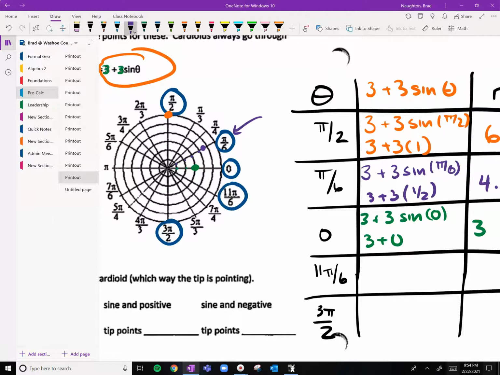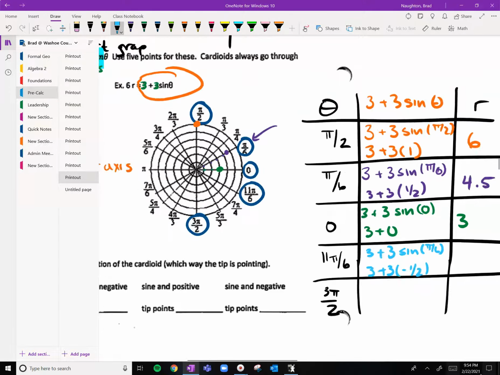And then we'll go to our next one here. So 3 plus 3 sine 11 pi over 6. So 3 plus 3 times a negative 1/2. So why is it negative?